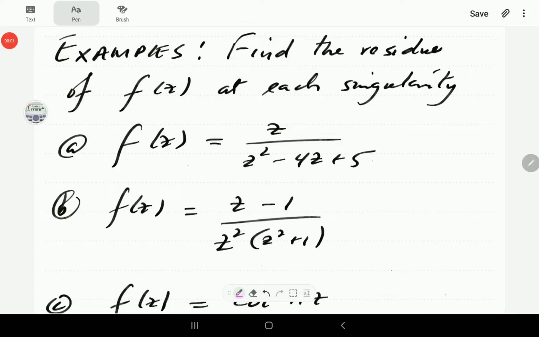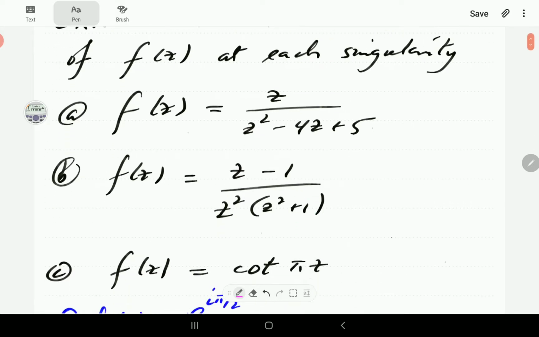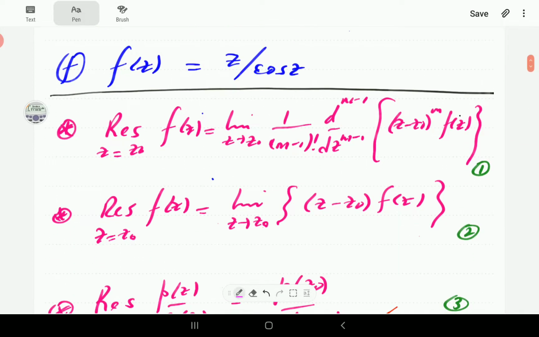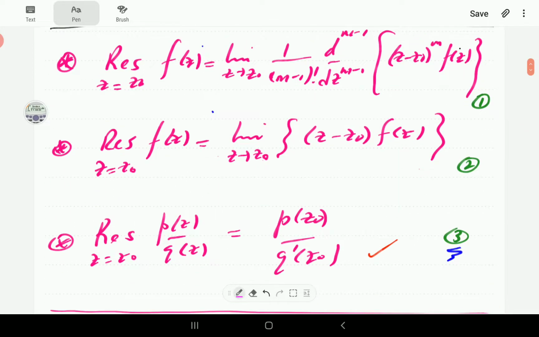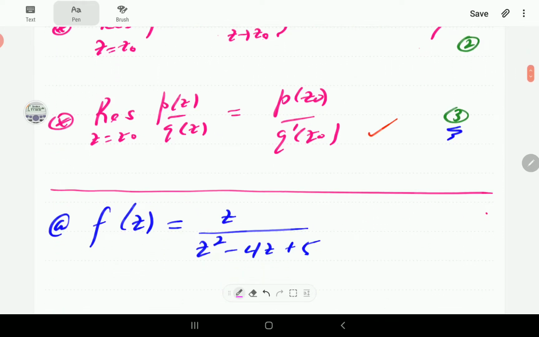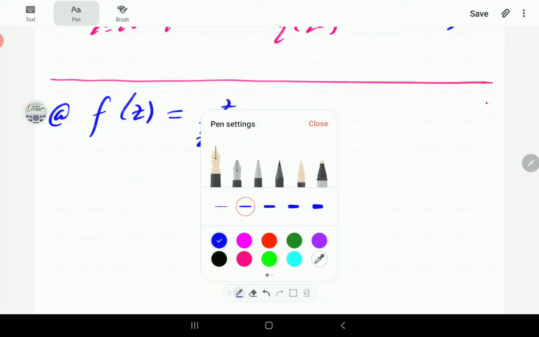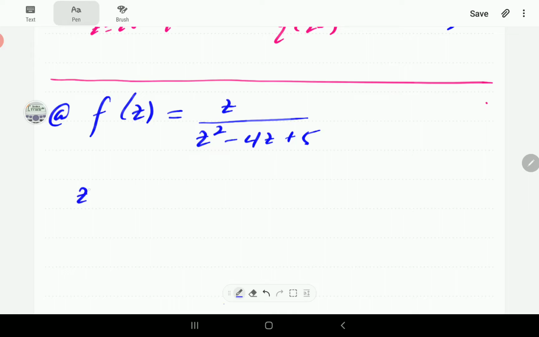Alright, in this video I'm going to demonstrate how to find the residues of complex functions at singularities. So I've got a few examples here. In the previous video we presented the formulas for working these out, and here is the summary of the formulas here.